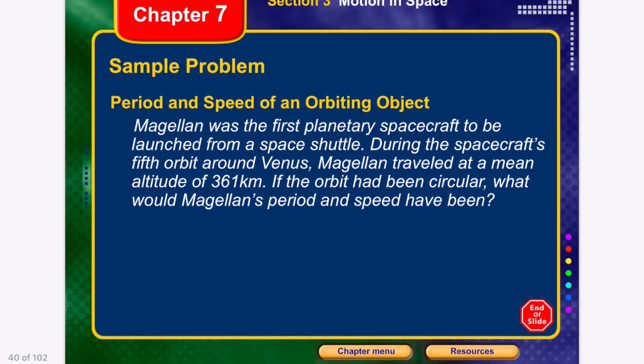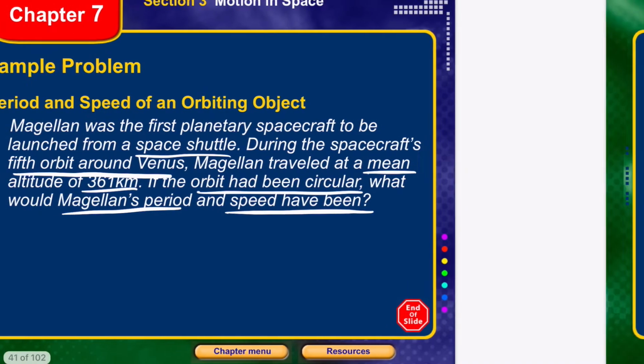So let's take an example problem. Magellan was the first planetary spacecraft to be launched from a space shuttle. During the spacecraft's fifth orbit around Venus, Magellan traveled at a mean altitude of 361 kilometers. Now, if the orbit had been circular, what would Magellan's speed and period have been?